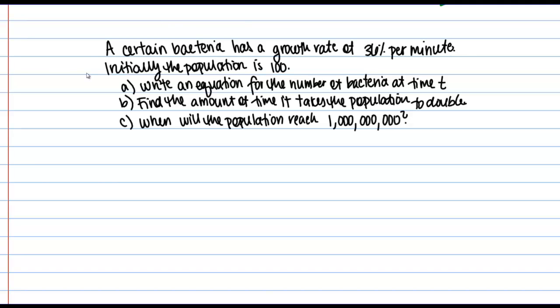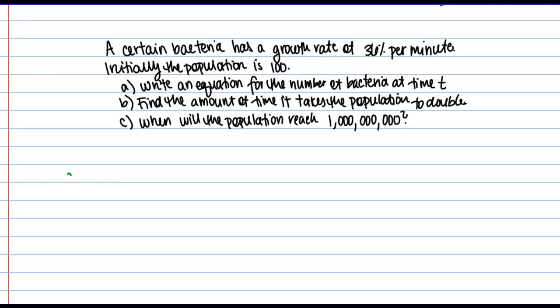Let's look at an example of exponential growth. Here we're told that a certain bacteria has a growth rate of 36% per minute, and that initially the population is 100. We want to do a few things. First of all, we want to write an equation for the number of bacteria at time t. We want to find the amount of time it takes the population to double, and then we want to answer when will the population reach 1 billion.